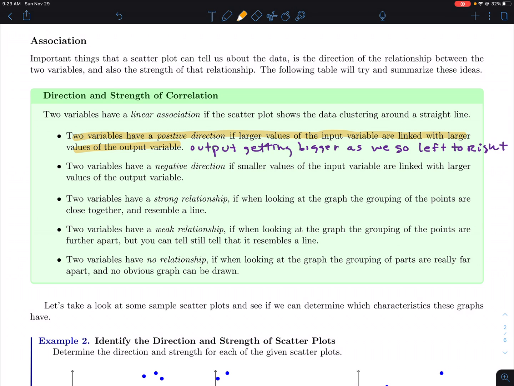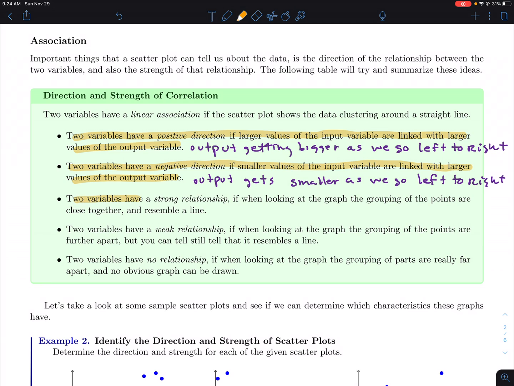And we're going to have a negative direction if the smaller values of the input variable are linked with the larger values of the output variable, or another way of saying it is the output gets smaller as we go left to right. So in this case, we're really only looking for positive and negative. And then what we're looking for is the strength of the relationship.